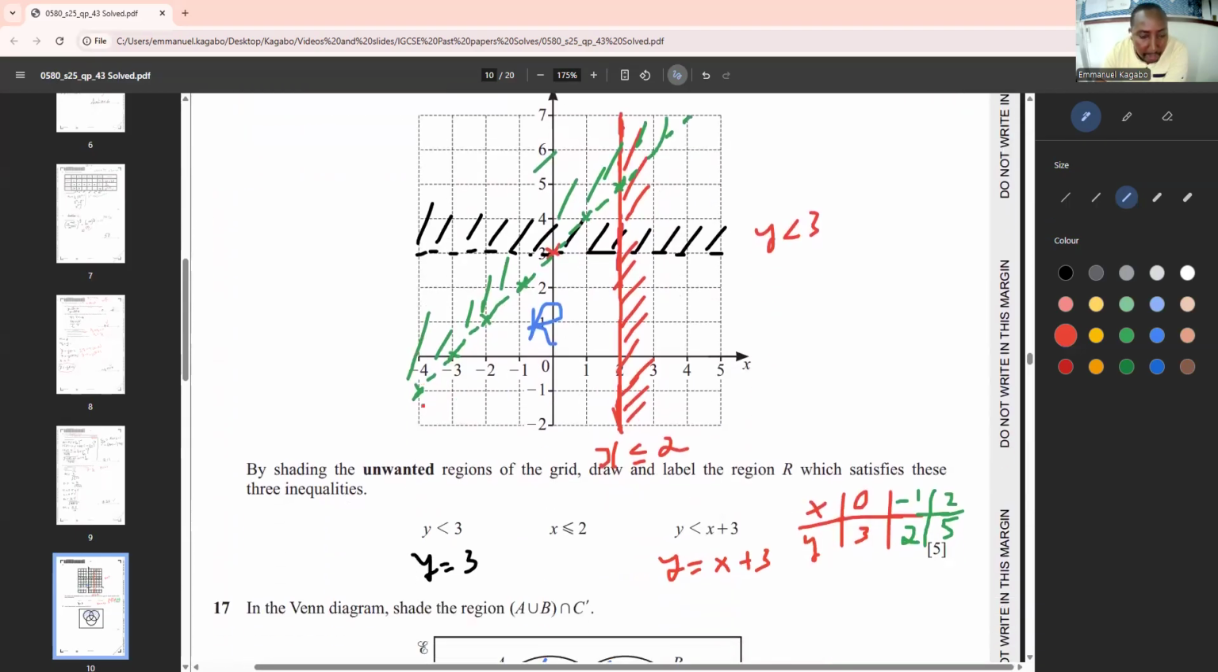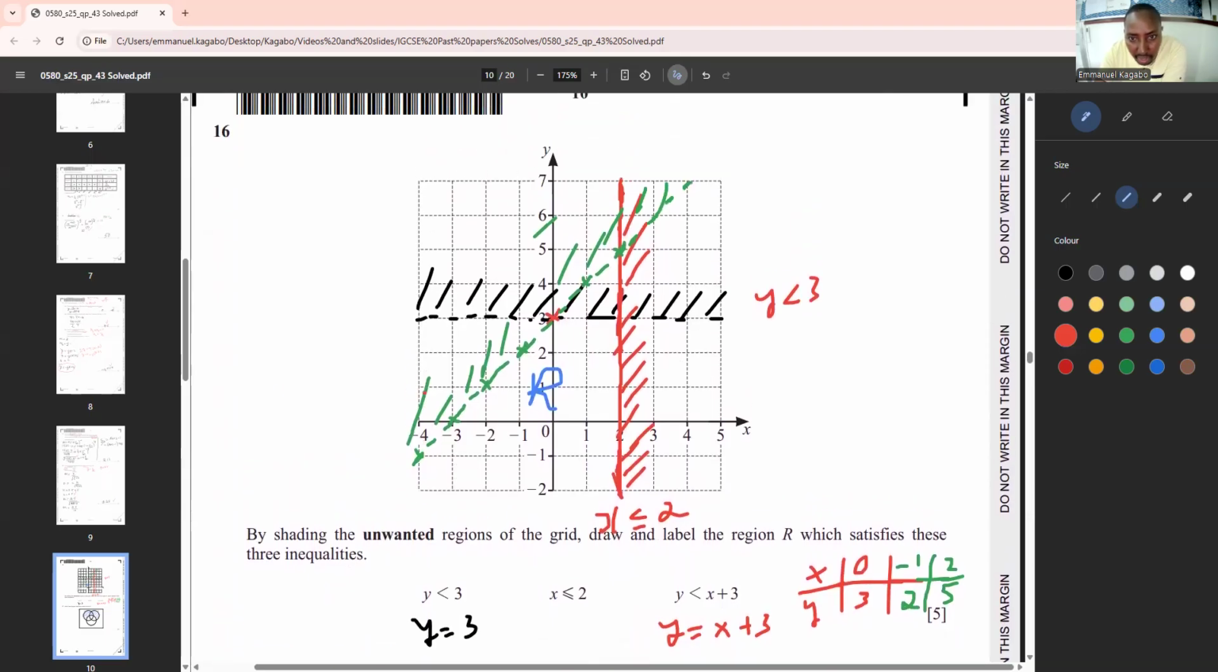Shading. This is the question given. Now, y less than or equal to 3. I'll start by trying to identify y equals 3. Y equals 3 is this one. And they said the values of y are less than 3, and we are shading the unwanted. So values that are less than 3 of y are 2, 1, 0, and negative. That means it's down. So I have to shade up because it's unwanted. I'm shading.